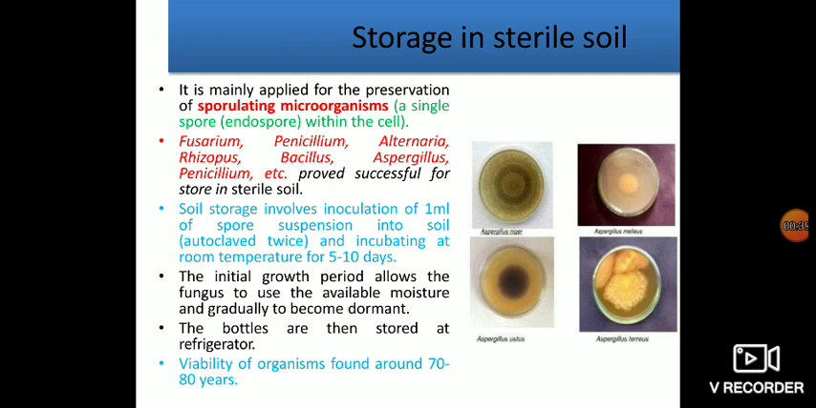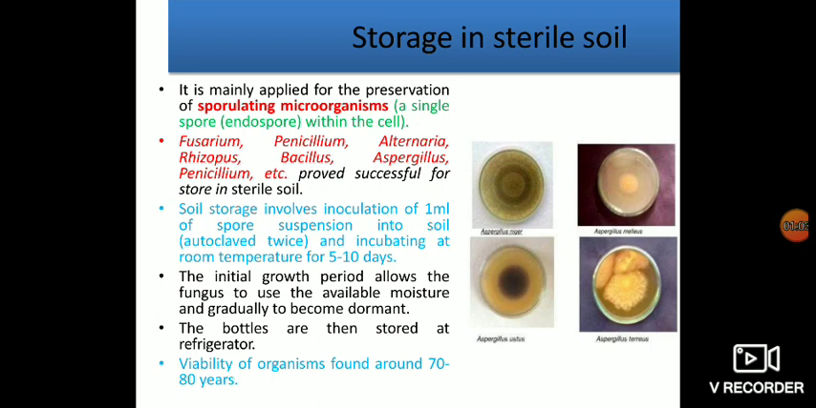Firstly, storage in sterile soil. It is mainly applied for preserving sporulating microorganisms. Most probably the spore-producing microorganisms, which produce endospores, can be stored in sterile soil, such as Fusarium, Penicillium, Rhizopus, Bacillus, Aspergillus, etc.